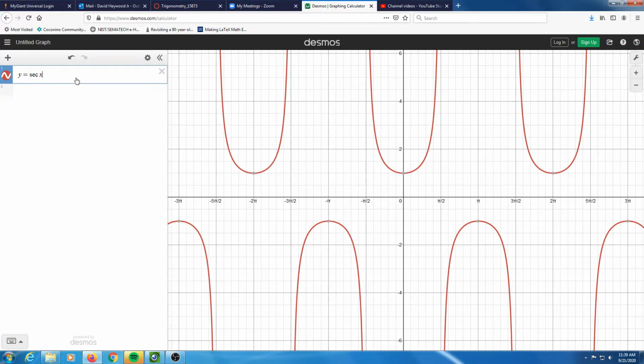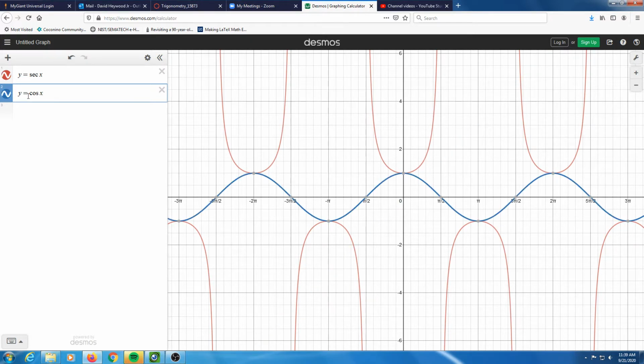What I want to point out is if I graph this together with the cosine function, y equals cosine x, then you kind of see the relationship, right? So the red graph is secant, that's the secant function. But if you look at it with cosine, it's interesting. Whenever cosine is 1, secant is 1, right? They kiss at all of those points. But also they kiss whenever cosine is -1, right? Whenever cosine is -1, secant is -1.